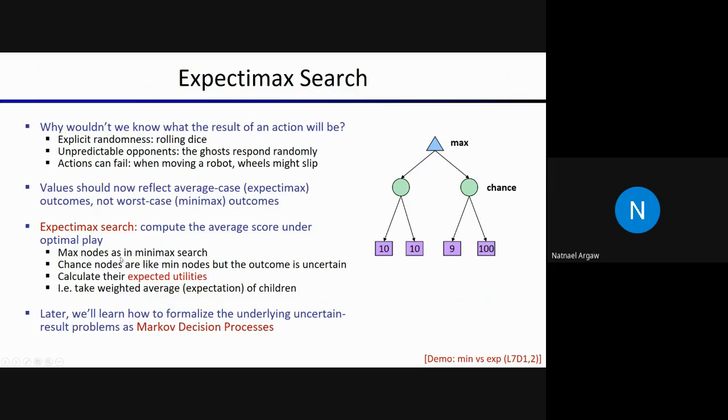Maximum nodes are the same as those in the Minimax search algorithm. But chance nodes are, again, like minimizer nodes, but the outcome here is uncertain. That means there is a concept of probability while calculating the expected utility of the chance nodes. The expected utilities are calculated by taking the weighted average of children. The weighted averages are computed as the sum of the products of probabilities and the value of state of the successors under a given chance node.